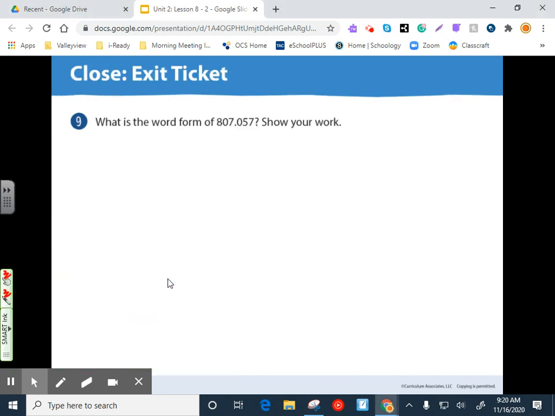And last part here, number 9. What is the word form of this number? Okay, I'm going to try this without a place value chart because I want to see if we can throw all of this together. Couple things. Let's look at the smallest place value, which is thousandths once again. Plus you've got a whole number here and we've got a decimal. So already I can see how things are going to play out. So let's start with the beginning part.